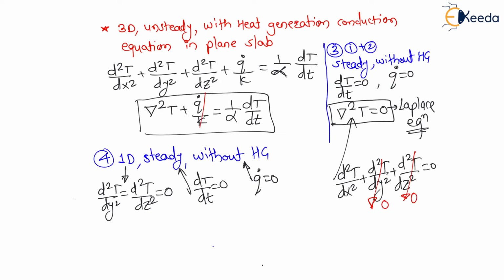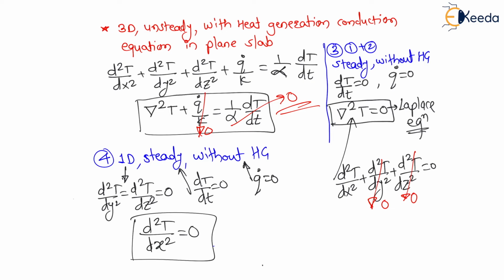Without heat generation means this term will become 0, and steady means this term will become 0. Therefore the equation will become d2T divided by dx square will be equal to 0. And my dear students, this is the Fourier equation of conduction for plane slab, right?